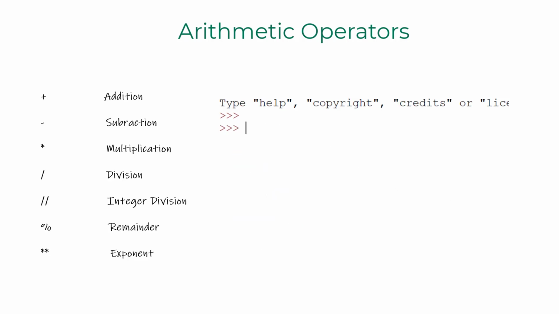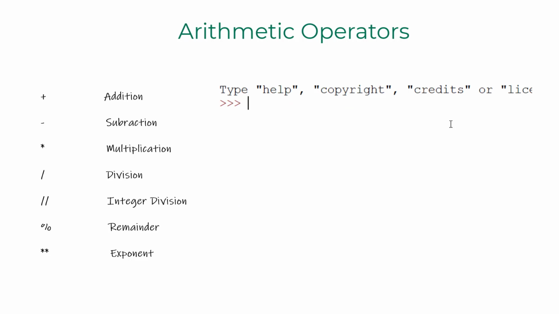To find remainder, you'll use the percentage sign. So 5 % 2 is basically asking Python, what would be the remainder if I divide 5 by 2? Similarly, 8 % 3 would give me a remainder of 2.